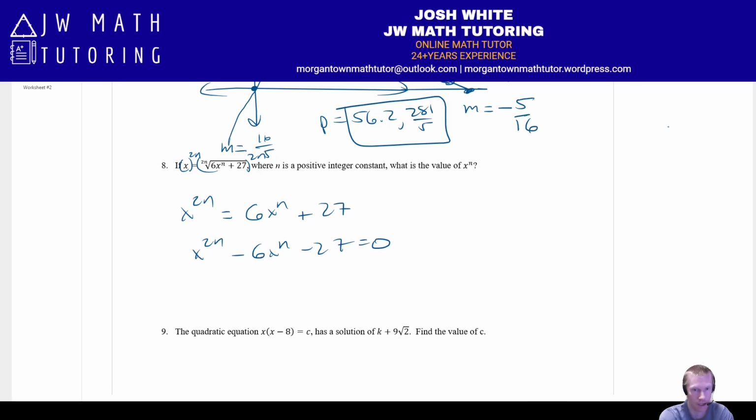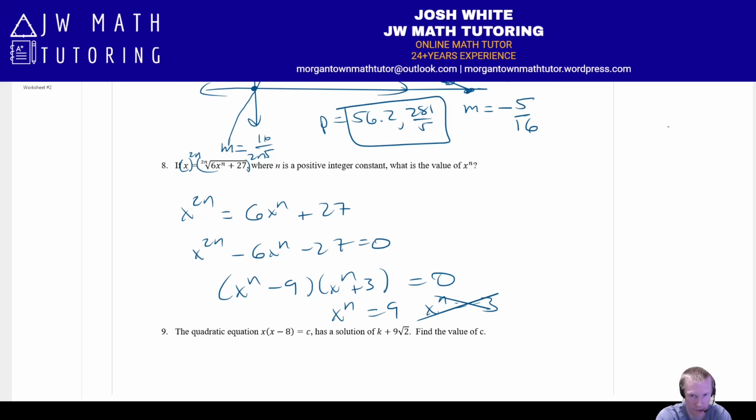This is basically like a quadratic, and you just factor it as x to the n, and then minus 9 plus 3. So x to the n equals 9, x to the n equals negative 3. You can't have this one because n is a positive integer. So x to the n equals 9, and that's your answer.